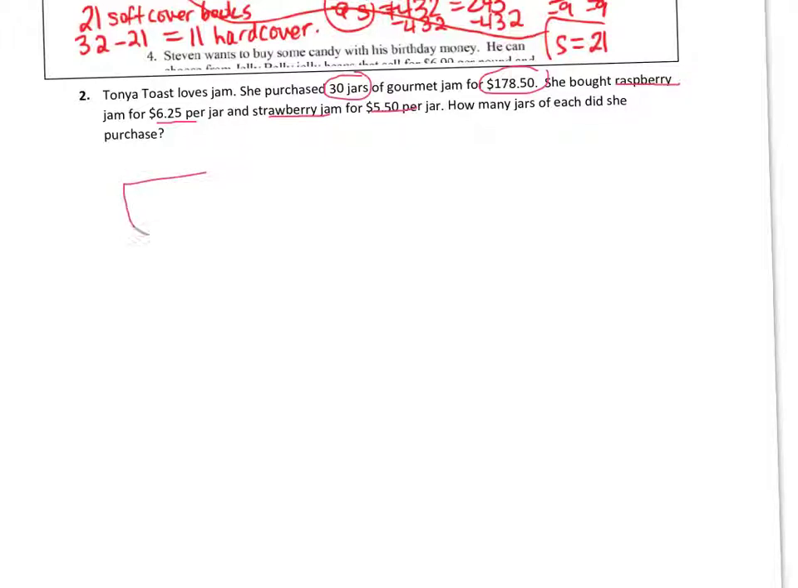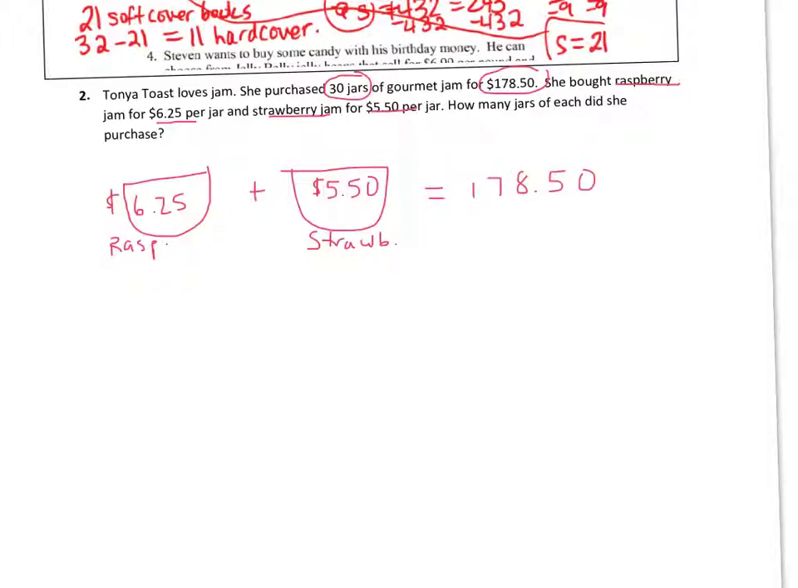So I'm going to label 2 jars of jam, and I can put the price for each. The first one is going to represent the raspberry jam, which is $6.25 a jar, and the second one will represent the strawberry jam that she's purchasing at $5.50 per jar. And then I have my total cost that I'm going to set that equal to. And then we want to know how many jars of each she's purchasing.